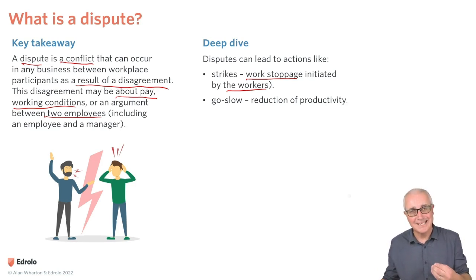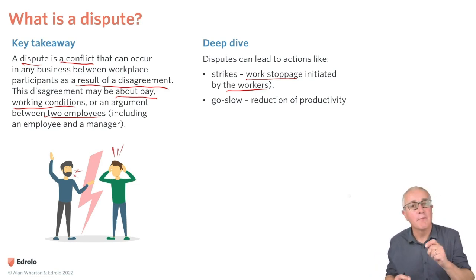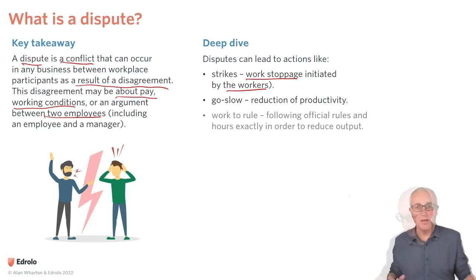So my pressure tactic is to deliberately go slow to put pressure on you. My reduction of profitability is annoying for you, and maybe you'll bow to my demands. I could equally say, okay, work to rule, following official rules.